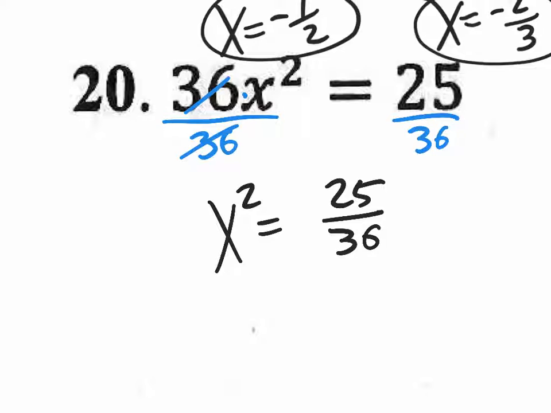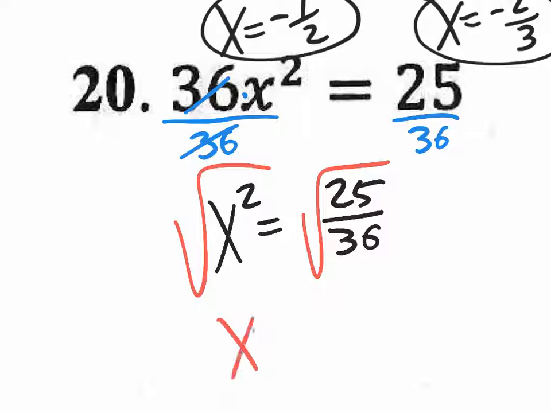Now, wow, I skipped number 19, huh? I'm sorry. Let's keep going. We'll do number 19 in a bit. So how do I get rid of a square? You do the opposite of a square, which is a square root. What we have to remember is that when you apply a square root in an equation, you have to put a plus minus in front of your answer.